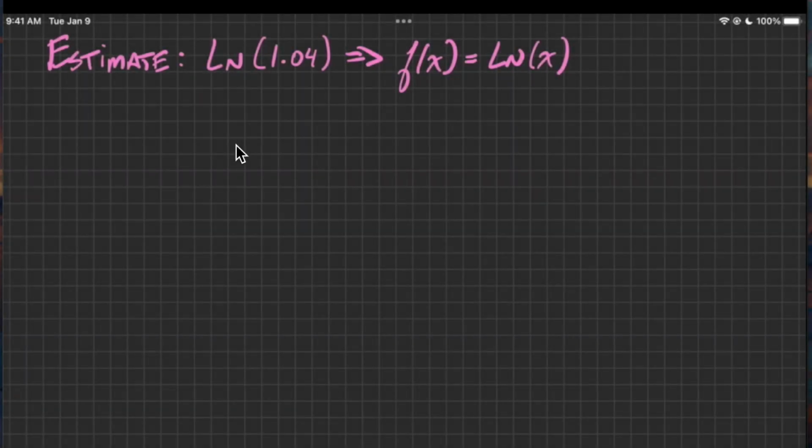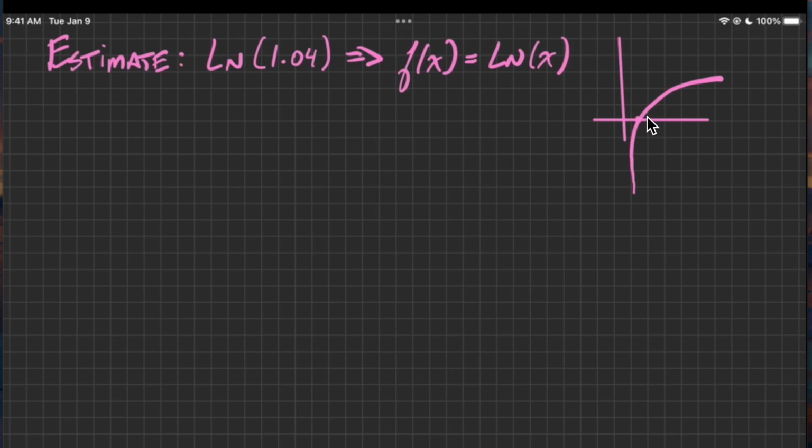Next, we are asked to estimate the natural log of 1.04, which means our working function is going to be the natural log of x. Recall, the natural log function is the inverse of the e to the x growth function. So it has a vertical asymptote at 0 and runs like so. So natural log of 1.04, here is 1. The natural log of 1 is 0. So we're looking at this part of the graph.